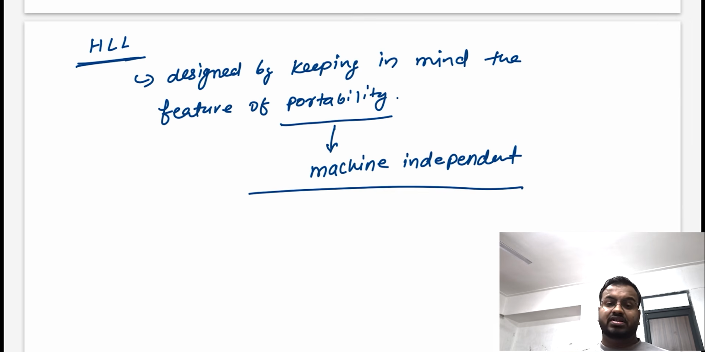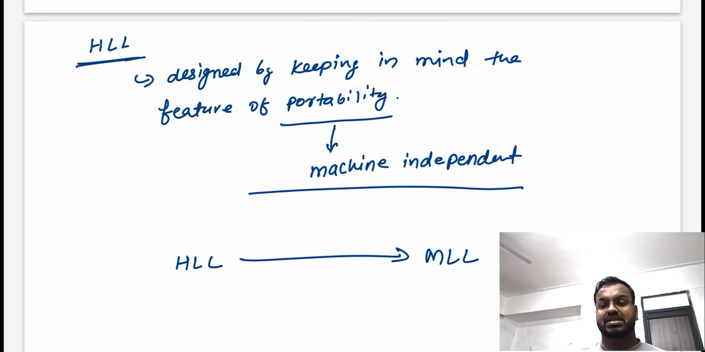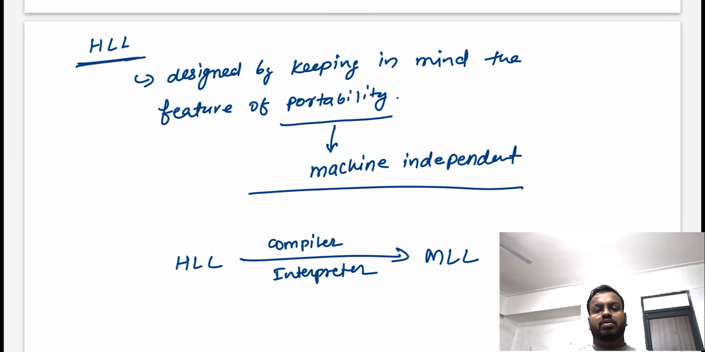A computer cannot understand a high level language also. To convert a high level language into a machine level language, a compiler or an interpreter is needed. Don't worry about the compiler and interpreter. We will discuss compilers, interpreters and assemblers in the next video.